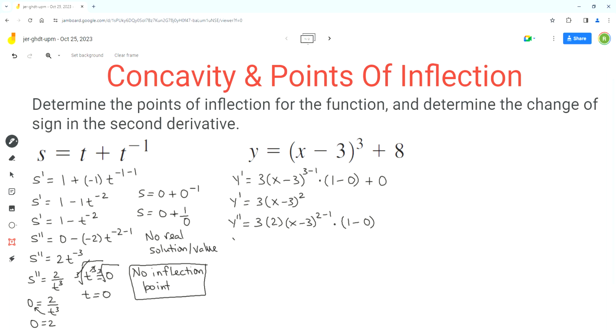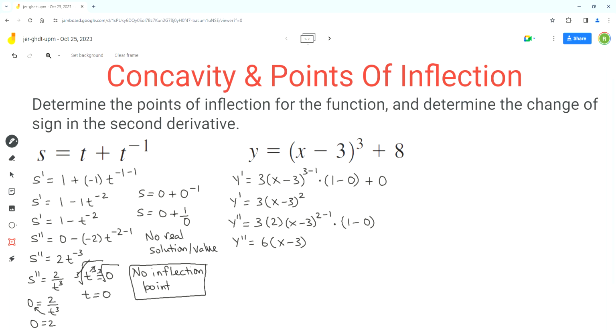Now we can simplify this expression. So 3 times 2 is 6 times, and the exponent is 1, so we don't write it, and 1 minus 0 is 1, and multiplication by 1 doesn't change anything.